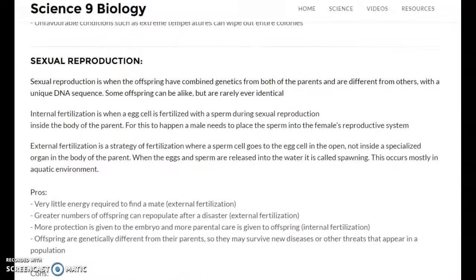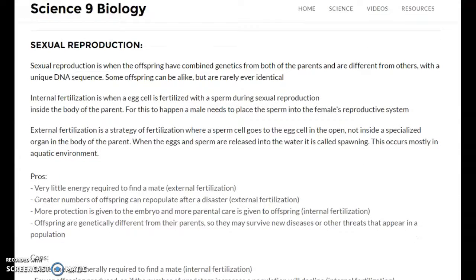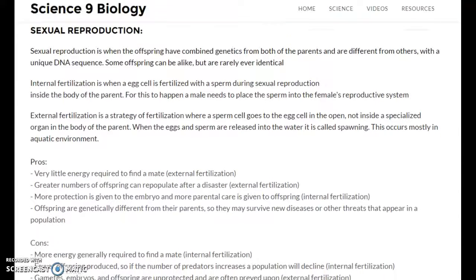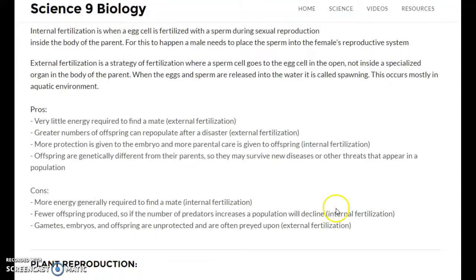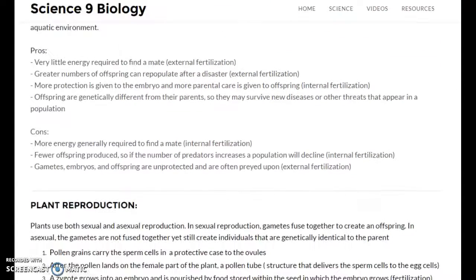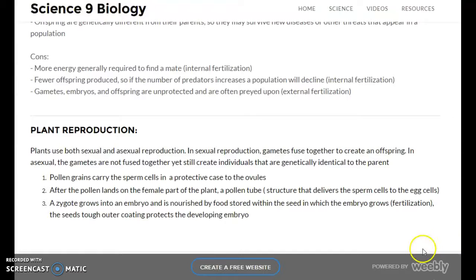Sexual reproduction, which requires 2 parents. So this explains about that and how there are 2 different ways to reproduce in sexual reproduction, such as internal fertilization and external fertilization. Here we have pros and cons of that. Then we have plant reproduction, which uses both sexual and asexual reproduction. And here are the 3 steps on how they reproduce.